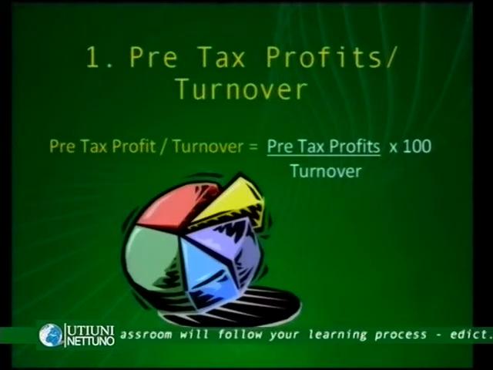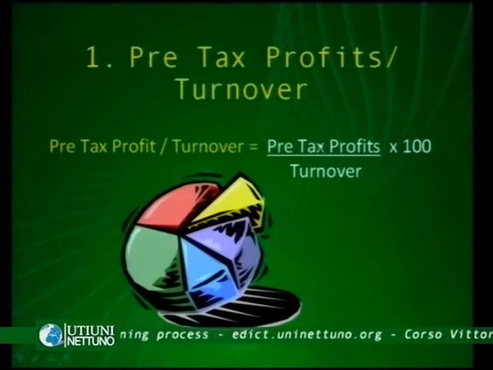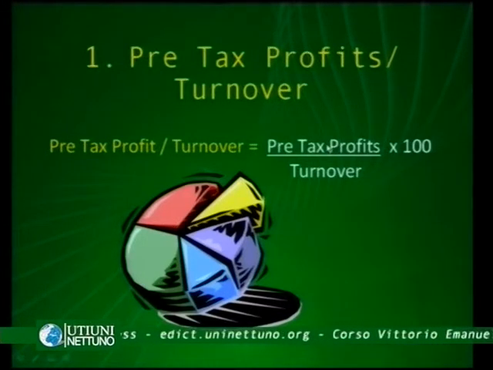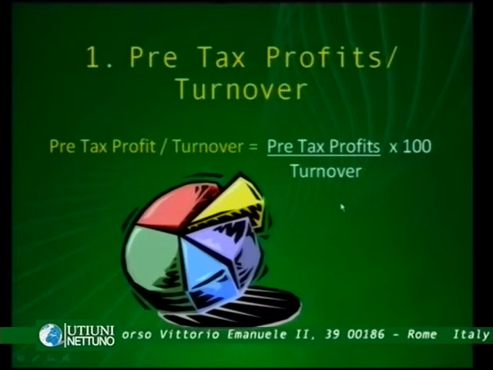The first one is pre-tax profits to turnover. And as we can see in the white part here, pre-tax profits is divided by turnover and then multiplied by 100 in order to give you a percentage score. So it tells you that profits are 5%, 7% of the sales.